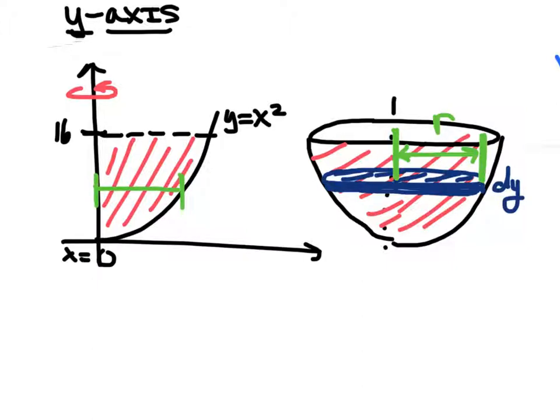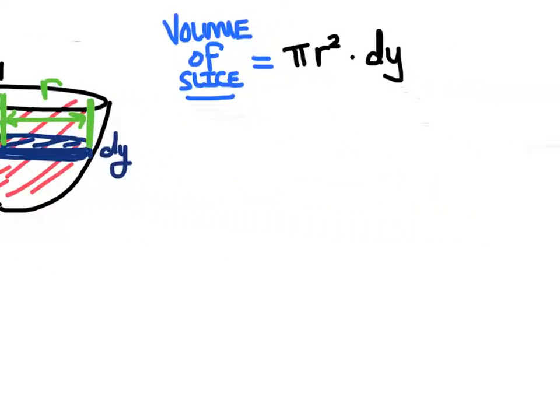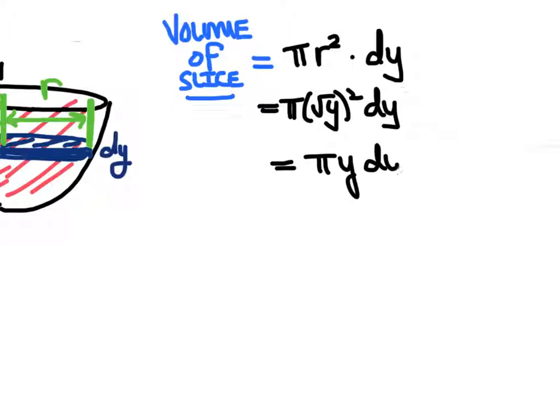This is a case where you have to take the function y equals x squared and solve it for x. So that radius is always going to be the square root of y. No matter which y value we start at, it's going to be the square root of y. So that's what we set as r. We come back over here, and we have pi r squared, so that'll be pi times the square root of y squared dy. Squaring that, we just get pi y dy. And that's the volume of our slice.